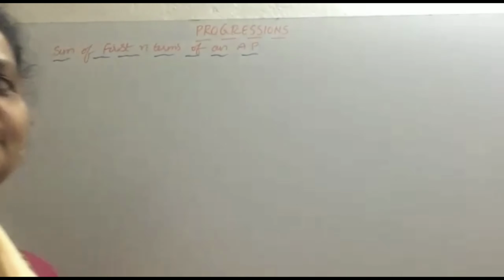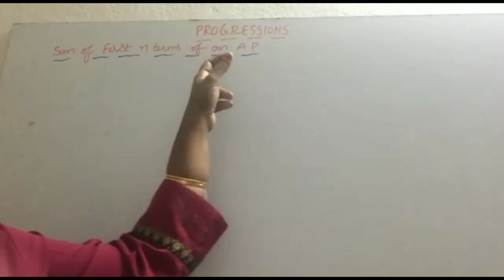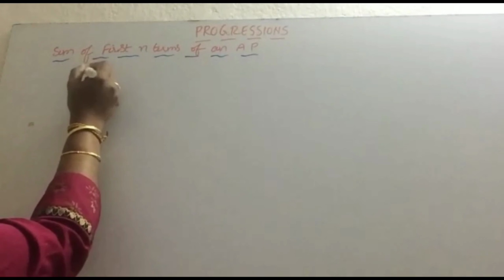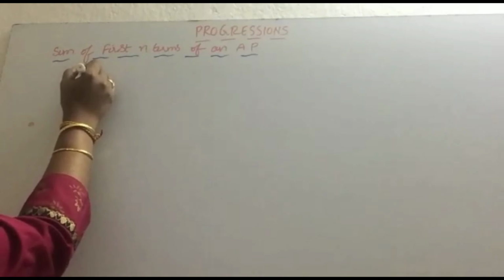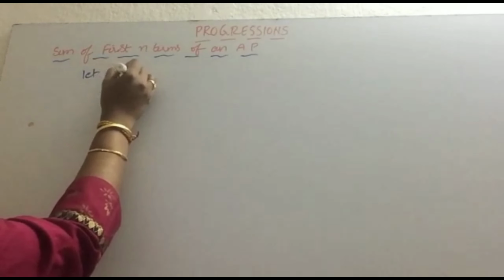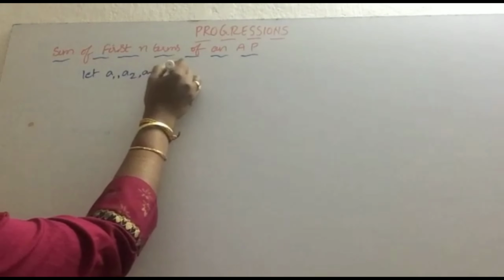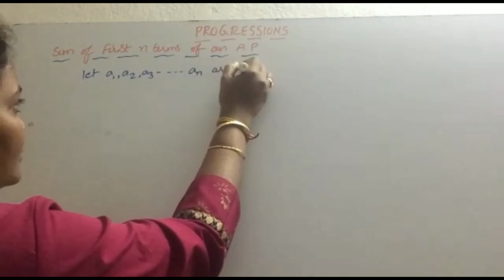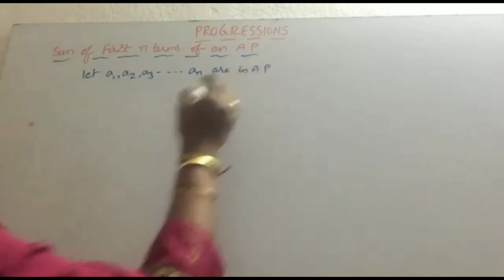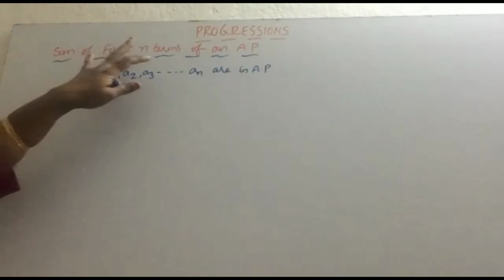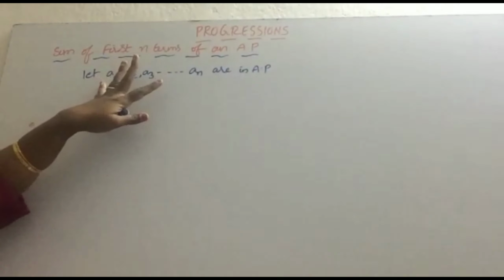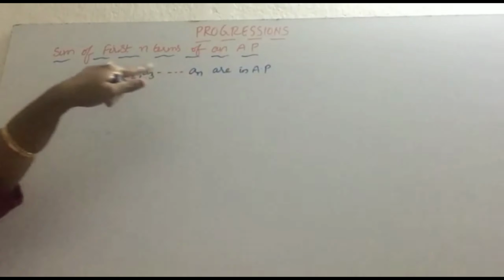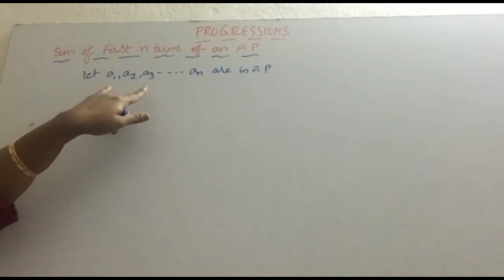Students, today we will discuss the sum of first n terms of an AP. Let a1, a2, a3 and so on up to an be in AP. Now we will find the first n terms, from a1 to an, we will find the sum of n terms. We will find the sum of this AP.